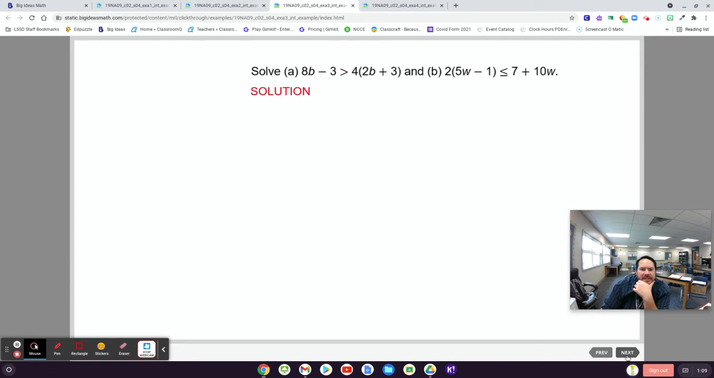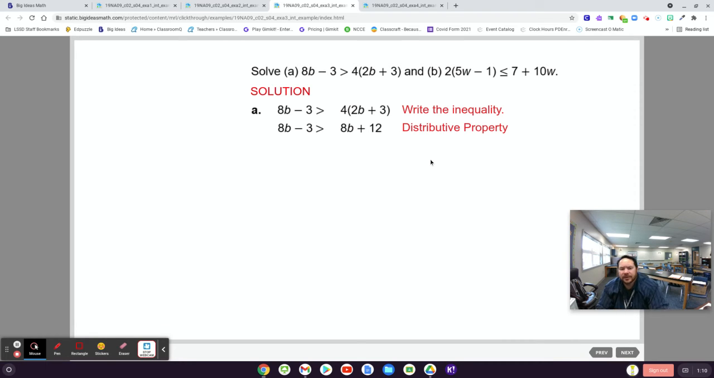So let's see if it sets it up separately for us. It sure does. So for this first one, what is a good first step to do? Yeah, first you want to distribute that 4 here. So it becomes 8b plus 12. Don't forget to multiply the 4 times each thing in the parentheses.